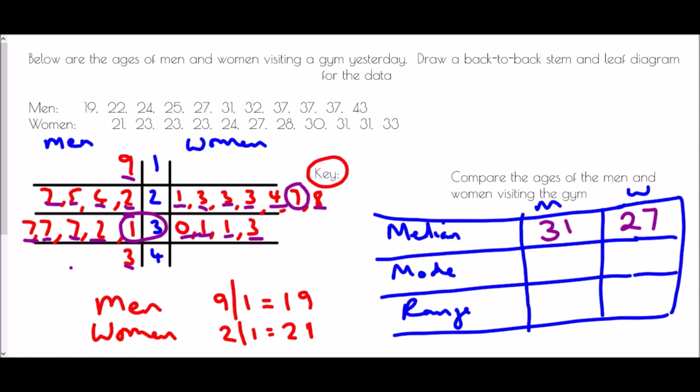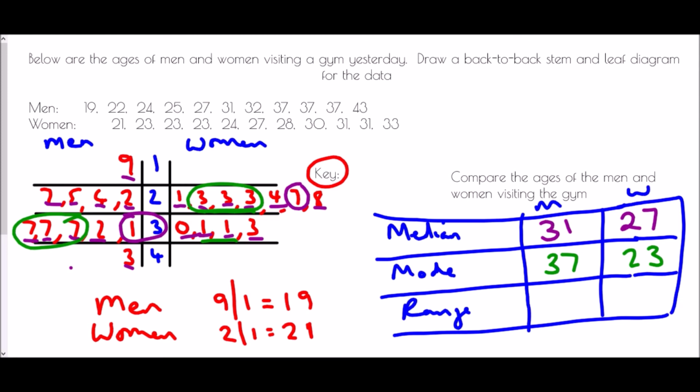If we go to the mode, we are looking for groups of the same value. Well, the largest group of the same value we've got for the men is the 7s here, so 37 is the mode. For the women, we have 3 3s here, we have 2 1s here, so the 3s are the larger group, and so that tells us that the mode is 23.